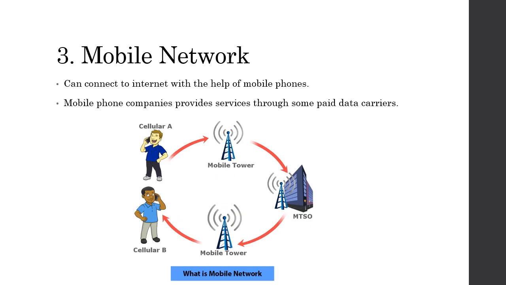Okay? Now coming to the mobile network, mobile phones and smartphones can connect to the internet using a mobile phone connection. A connection can be made anywhere there is a phone signal. It can be provided by the mobile phone carrier. This is a mobile tower. This is the company which provides them the internet. Cell number A, cell number B, they all are connected to different mobile towers.